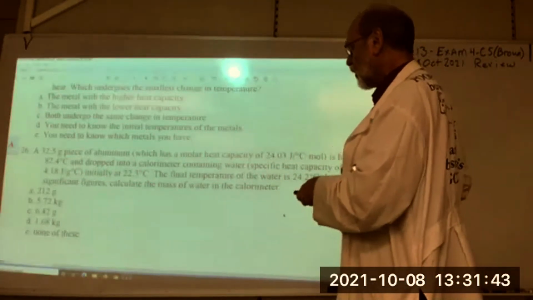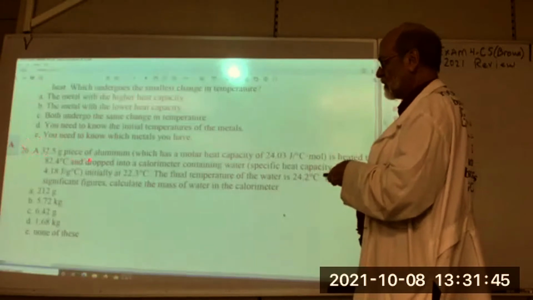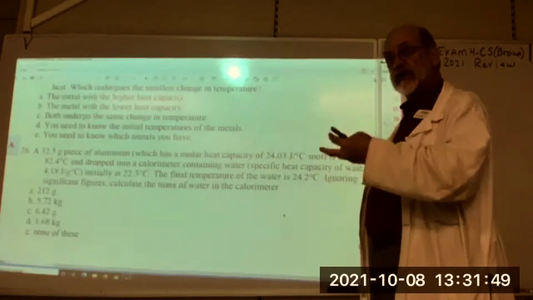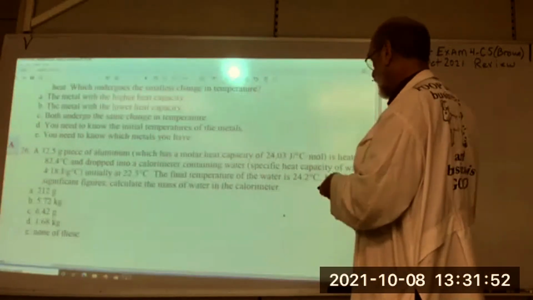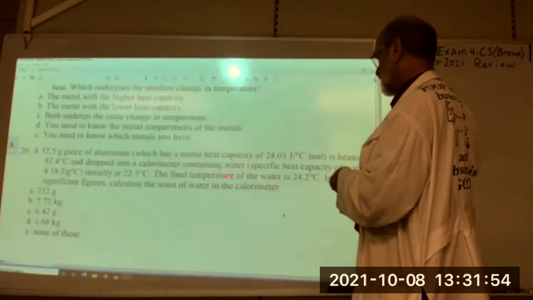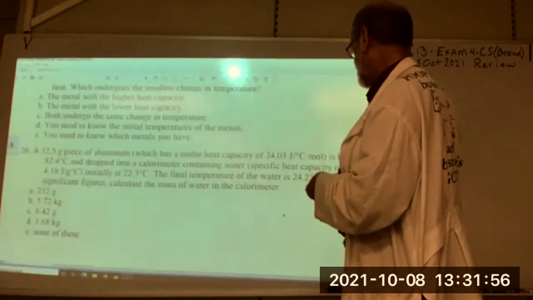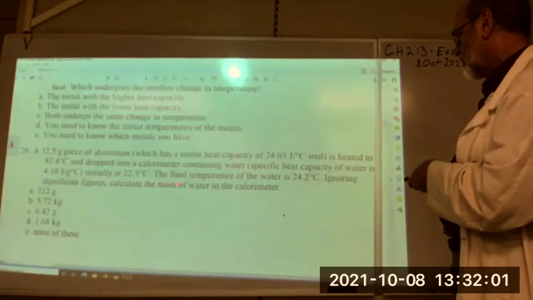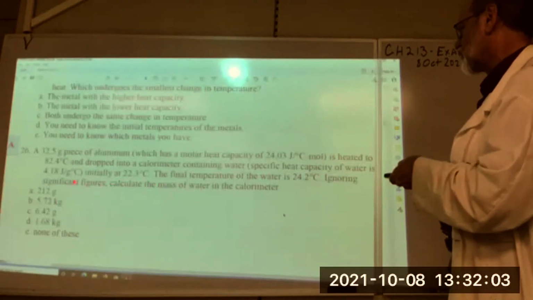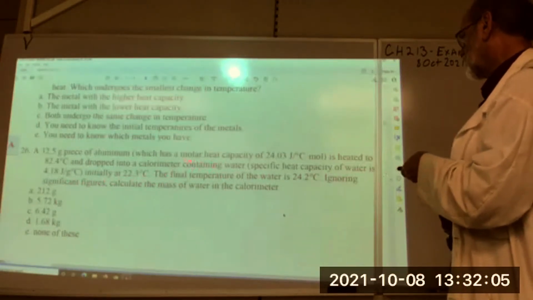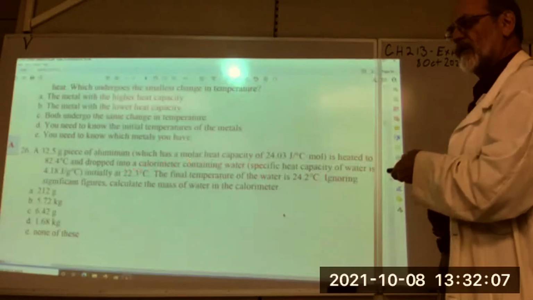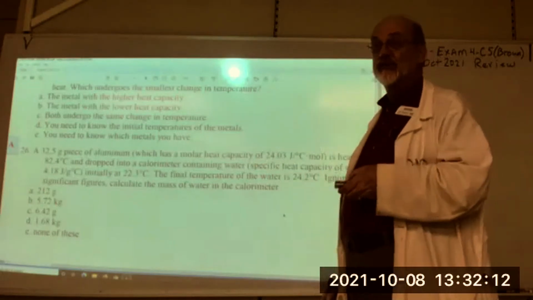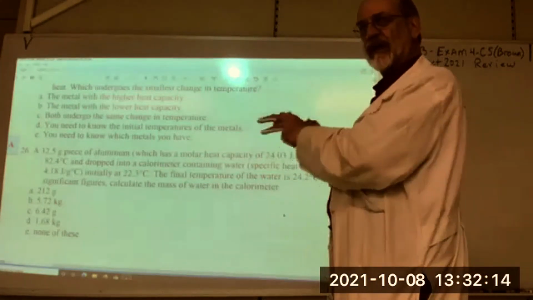So what do we have going on here? We've got aluminum that's going to change temperature, right? So it's going to be a heat change, a Q. And we also have water. That's a heat change. It says to ignore significant figures. It should also say ignore the heat capacity of the calorimeter, which we can't do in real life, but for a problem like this, we can.